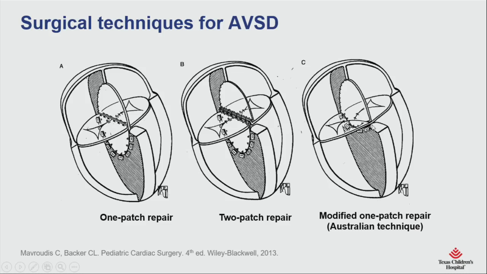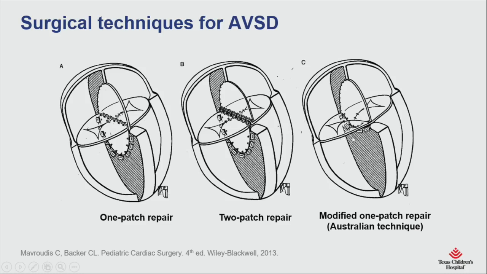And then the Australian technique just uses one patch, but what you do is put stitches on the ventricular septum, and those stitches are passed through the valve, and then you put the patch. So what you're doing is you're pulling the valve down into the VSD.